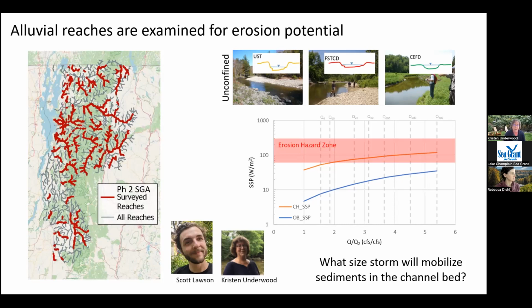So that's an ongoing piece of work, but under the hood of FFI at present, we do have at least a preliminary assessment of how susceptible each reach is to erosion based on these very curves.